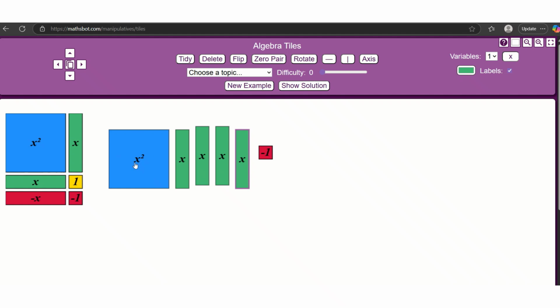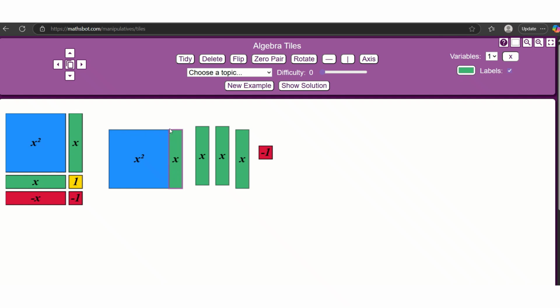We'll start with the blue square. So this is a square. It has a width of x and a height of x and an area of x squared. And I'm going to start there and build onto that. So if I take this rectangle, it is x by 1. So it's got a height of x and a width of 1. So the area is 1 times x, or x.